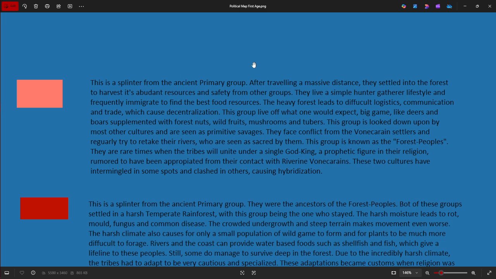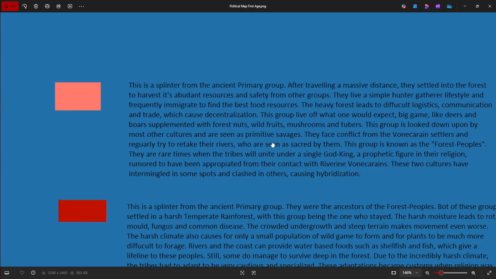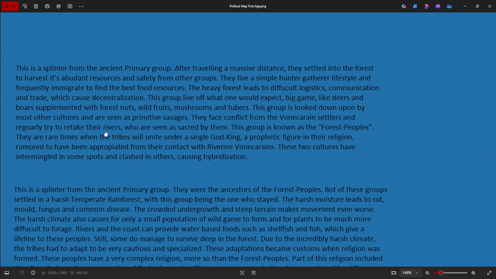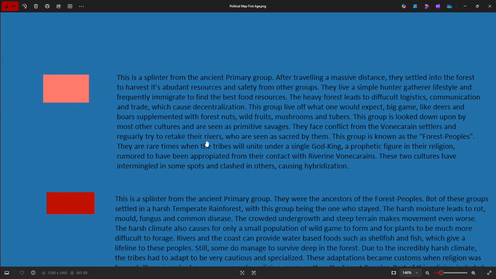No, what am I saying? That makes no sense. Anyway, yeah, they struggle with logistics and communication, and trade is non-existent, which means they're really decentralized and just live as tribal chiefdoms. They live off big game, deer, boars, mixed with some nuts, wild fruits, mushrooms, and tubers. A lot of other cultures, especially the secondary group, the settlers, look down at them as savages, but yeah, that's just what people do. And these are the forest peoples.